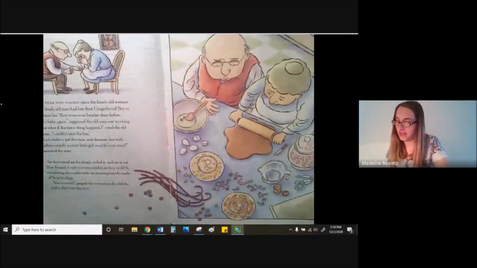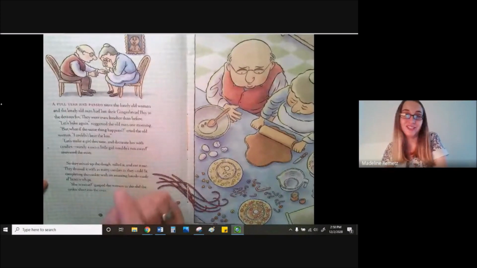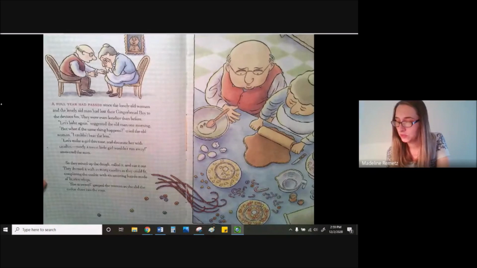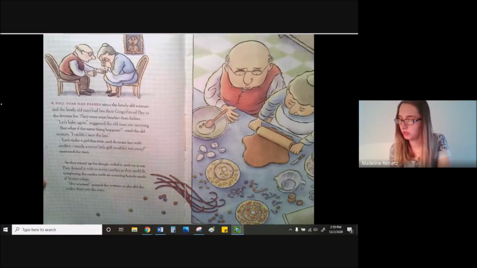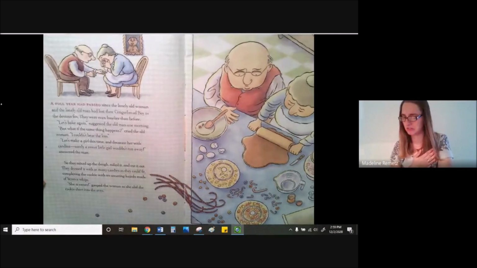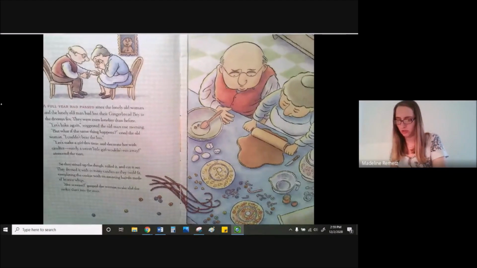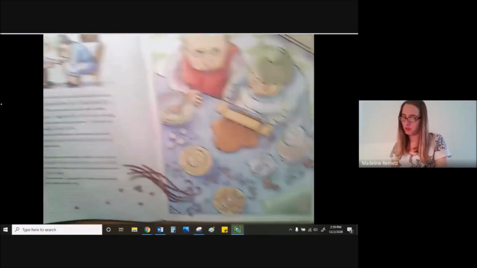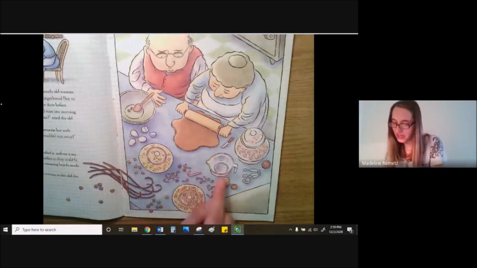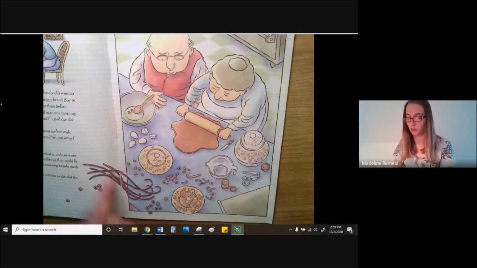A full year had passed since the lonely old woman and the lonely old man had lost their gingerbread boy to that devious fox. They were even lonelier than before. "Let's bake again," suggested the old man one morning. "But what if the same thing happens?" cried the old woman. "I couldn't bear the loss." "Let's make a girl this time and decorate her with candies." "Surely a sweet little girl wouldn't run away," answered the man. So they mixed up the dough, rolled it, cut it out, and they dressed it with as many candies as they could fit, completing the cookie with an amazing hairdo made of licorice whips.